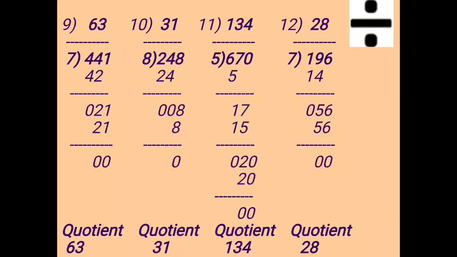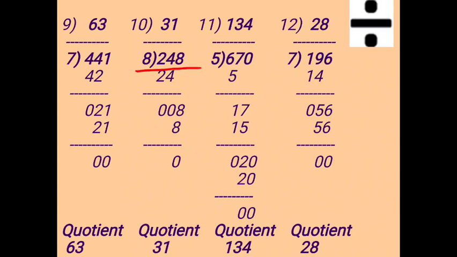Then bring down this 1. Then the new number is formed, that is 21. Then again you have to see in 7 ones are where there is 21 or any number which is near to 21. Then you will get it as 7 threes are 21. Then subtract it. You will get the remainder as 0 and your quotient, the result, is 63.